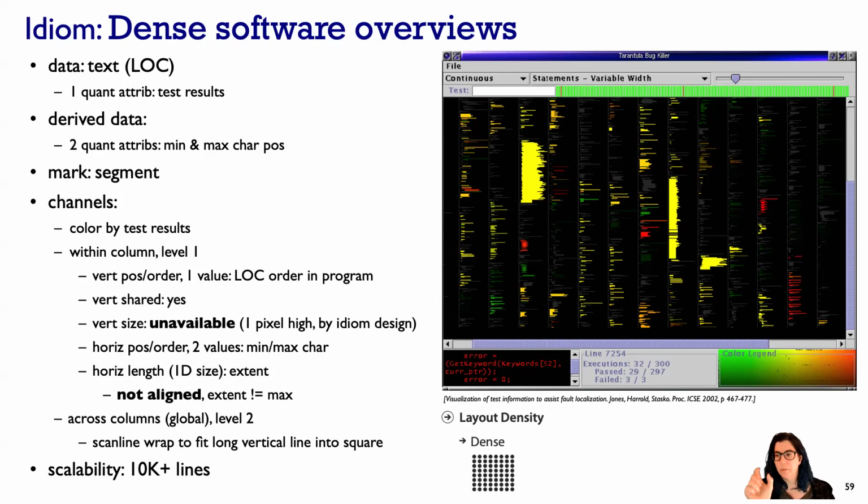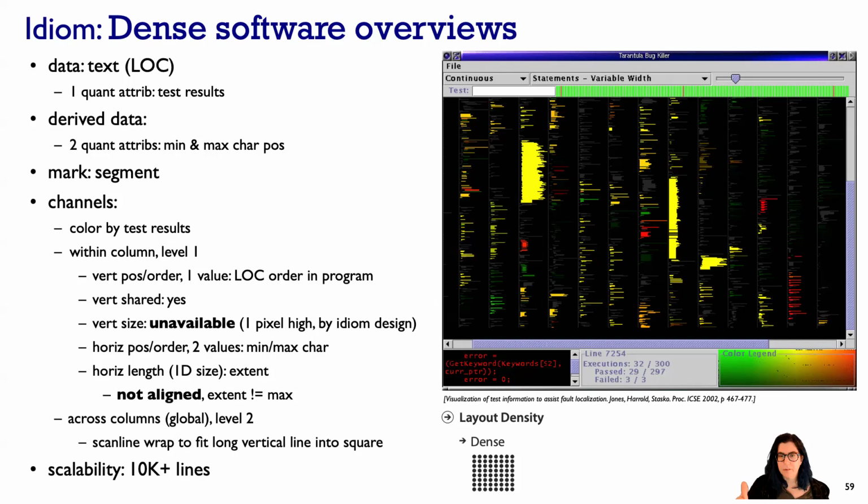But then horizontally, we're actually able to show both that min and that max. Now, it's a bit subtle because these are so aggressively small, but I do want you to notice that this is not aligned horizontal position. We're actually just getting the extent. Some of those lines of code are indented from the others, so the position of the end of that is not actually the maximum, it's not the same as the extent.